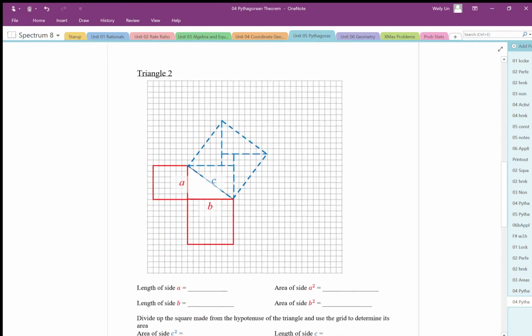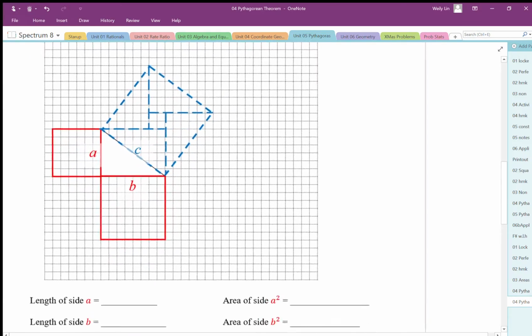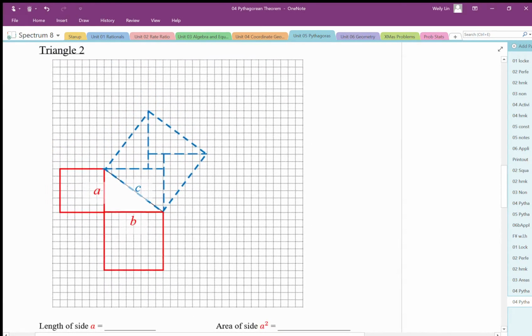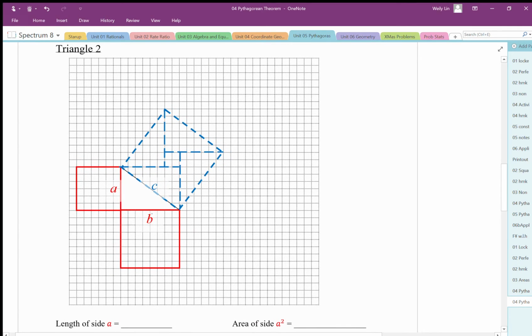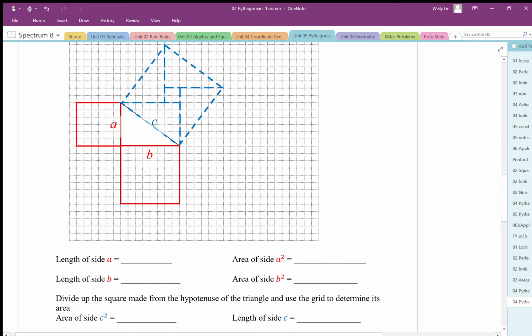Okay, so here's another one. This one's got a square in the middle, so it's not symmetrical. So maybe it's the fact that it was symmetrical that allowed it to work. So we're going to count up these areas of A and B, so A square and B square. The length of side A looks like it's 1, 2, 3, 4, 5, 6. So side A is 6 units. So A square, there's 36 squares in that square there. Okay, we'll just write that in, 36 squares. The length of side B is 1, 2, 3, 4, 5, 6, 7, 8. So B square is 64 squares.